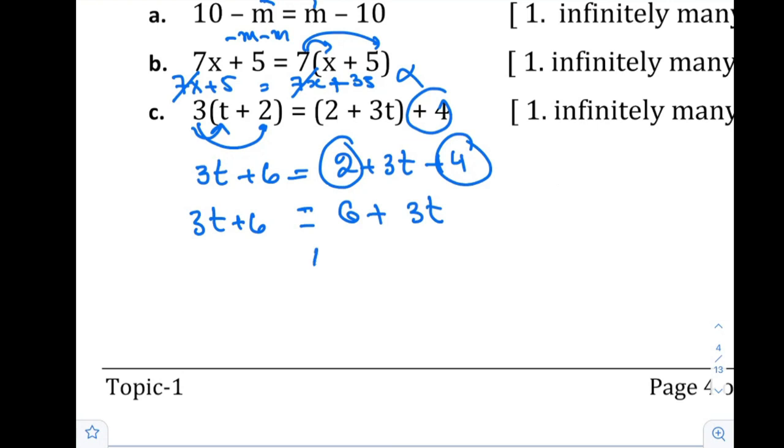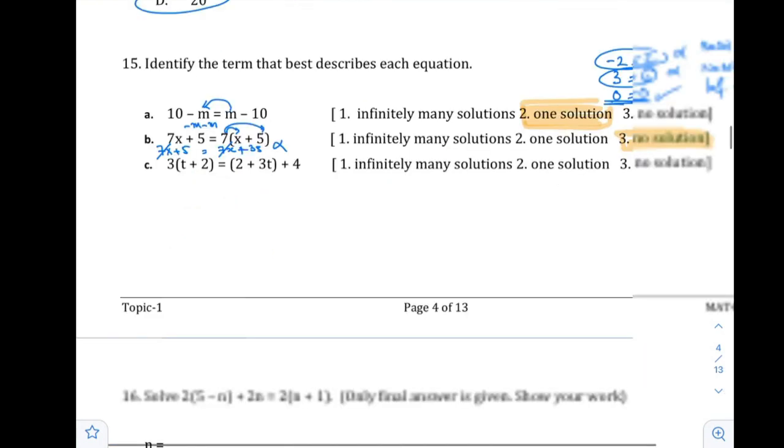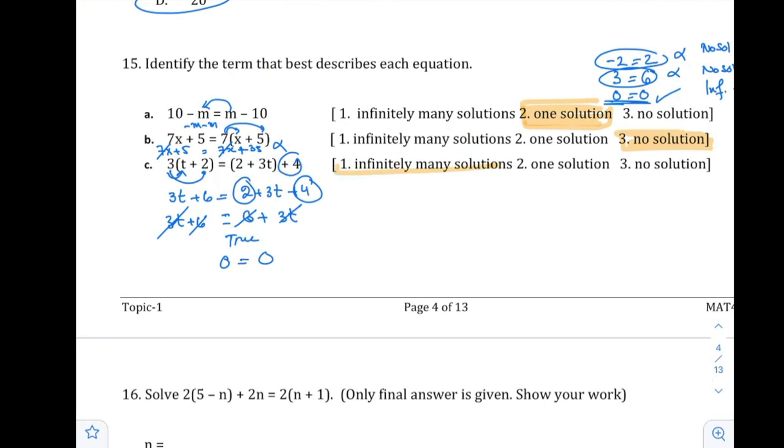So this is always true. The right hand side is equal to the left hand side. Also, you can say that this cancels this, this cancels that. You end up with 0 equals 0. In both cases, you will say that we have infinitely many solutions.